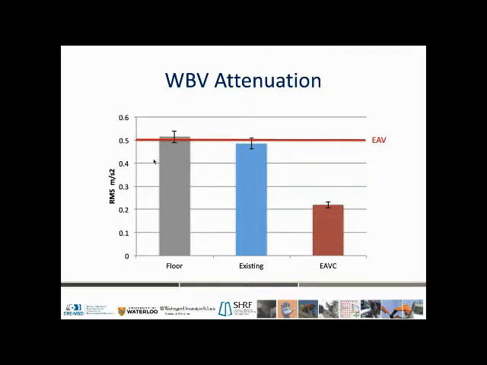Okay, so let's look at some whole body vibration measurements. On the y-axis, we have the intensity of the vibration measured in A8. And on the x-axis, we have the floor, existing seat, and vibration canceling seat measurements. For the vibration levels at the floor, you can see that it was just above the exposure action value. And the existing passive suspension seat is shown here.